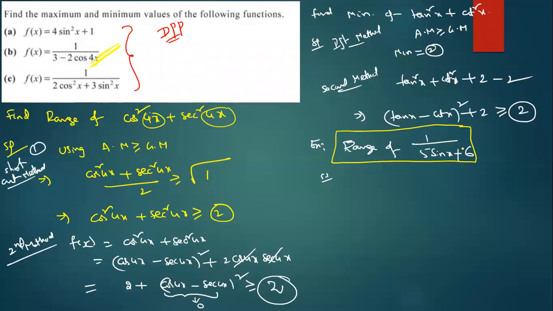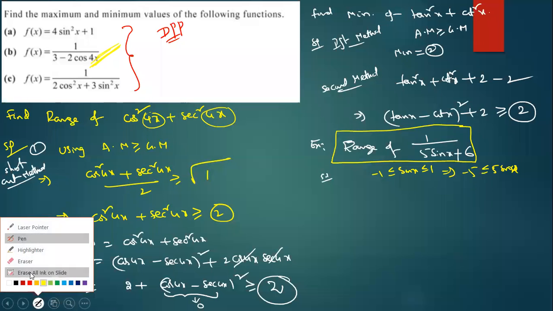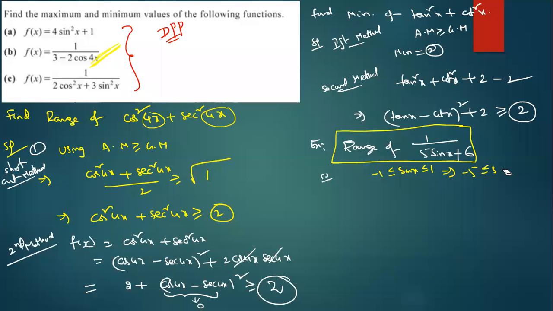First of all, we are considering the denominator. Okay, now, dear students, what is the range of sin x? Anyone? Minus 1 to 1. Multiply with 5, minus 5 to 5 sin x. Is not visible properly. Yes.